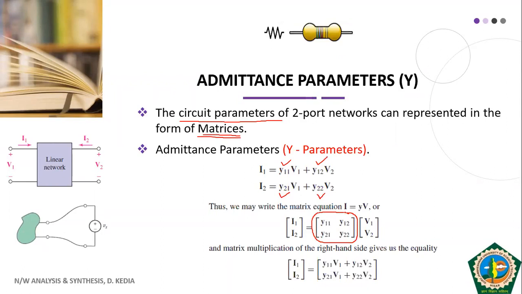So in the first row of the Y matrix, we have Y11 and Y12, and in the second row we have Y21 and Y22. So these two equations that we have written for our admittance parameters can be represented in the form of matrices also. And when you represent them in the form of matrices, it will be very easy for you to identify these parameters.